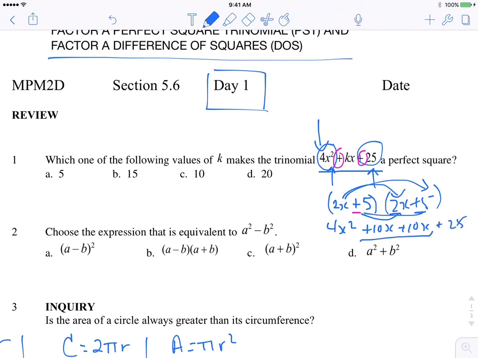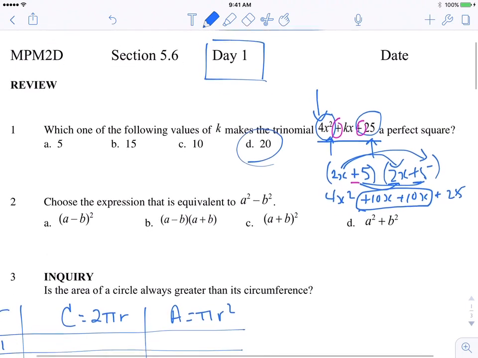So our middle term is actually going to be made up of positive 10x plus 10x. In that case, the middle term would be 20. So D is your correct answer there.